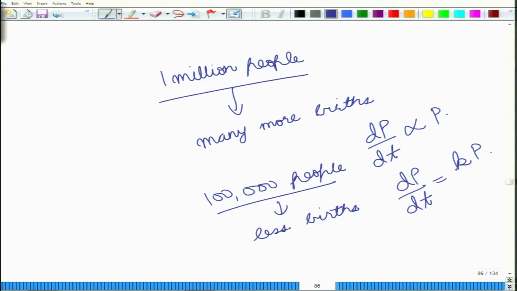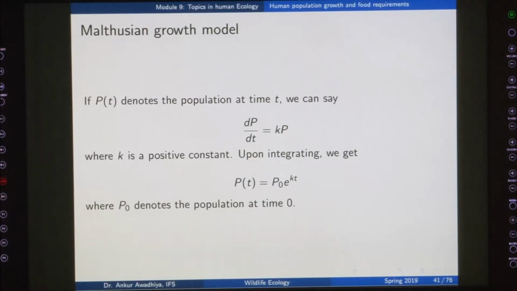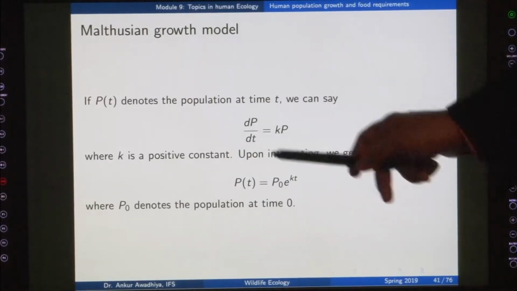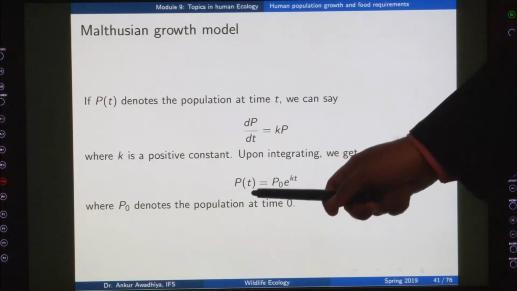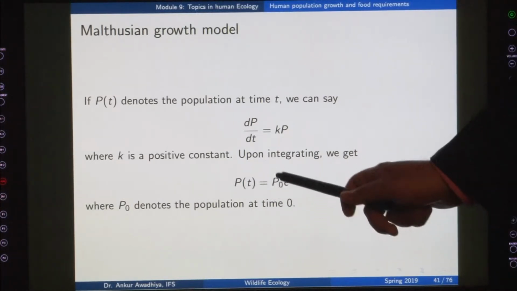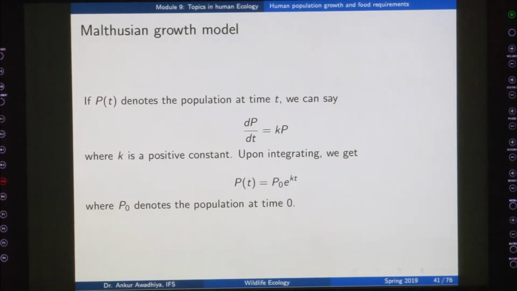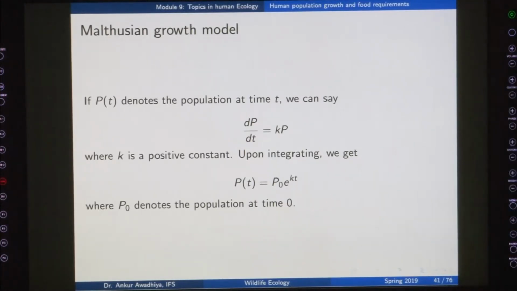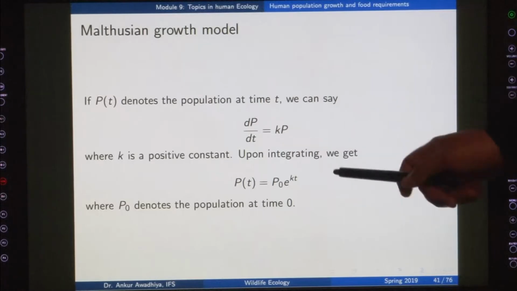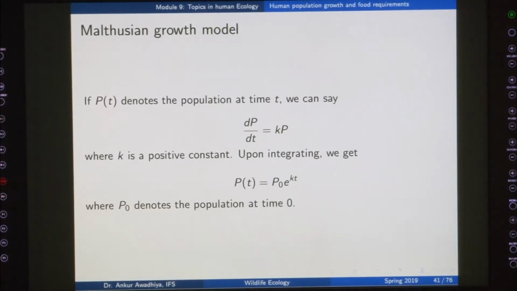Now, if that happens, then we can integrate this equation and we will get to this result, that P of t is equal to P naught into e to the power of kt, where P naught denotes the population at time 0. So, here we are saying that the population at any time t is equal to some constant value, which is the population at time point 0 multiplied by e to the power k into t, where k is this constant that we had derived here and t is the time period.